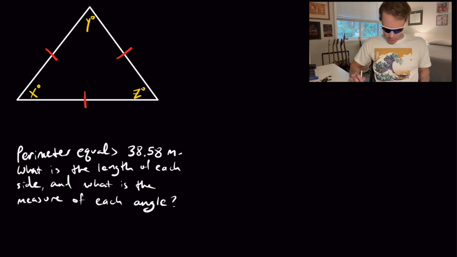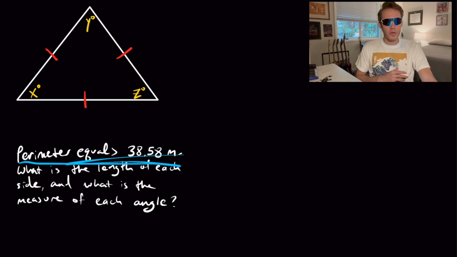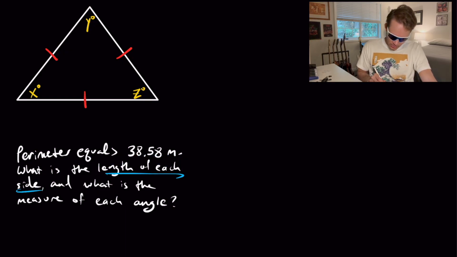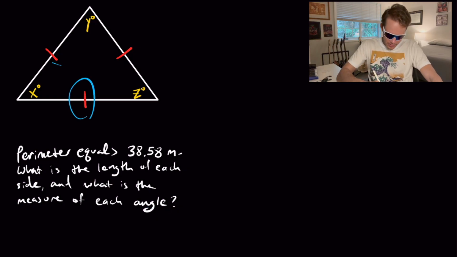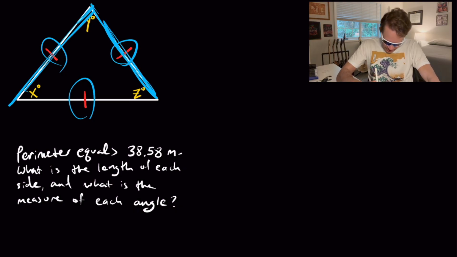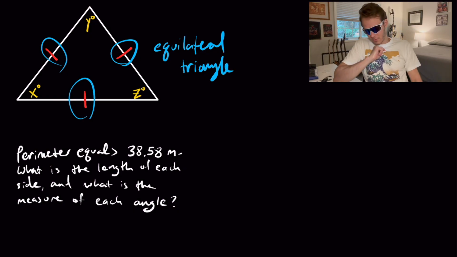All right, last one. So what we got here is saying that the perimeter of this triangle is equal to 38.58 meters. And we want to figure out the length of each side and then the measure of each angle. So looking at this picture here, remember these tick marks just tell us that this side is equal to this side, which is equal to that side. So this is an equilateral triangle. So this is helpful information.